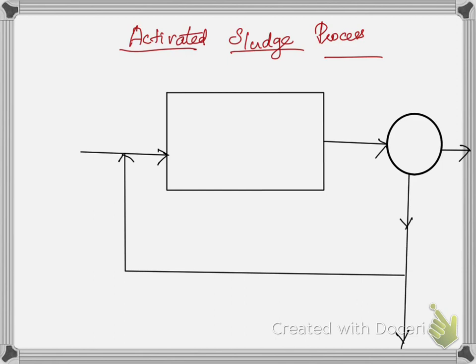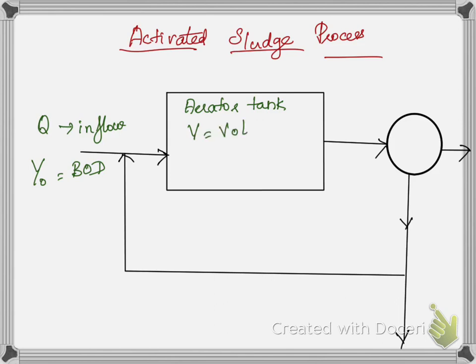First, initially you will be getting your inflow. Let Q be the inflow. This inflow will have a BOD of Y0. So imagine that Y0 is the BOD. Now when the inflow is coming, initially it will be taken into an aerator tank. In this aerator tank you will have a certain volume, and X is going to be the concentration of MLSS. MLSS is the mixed liquor suspended solids, and here you will have your Ys BOD.